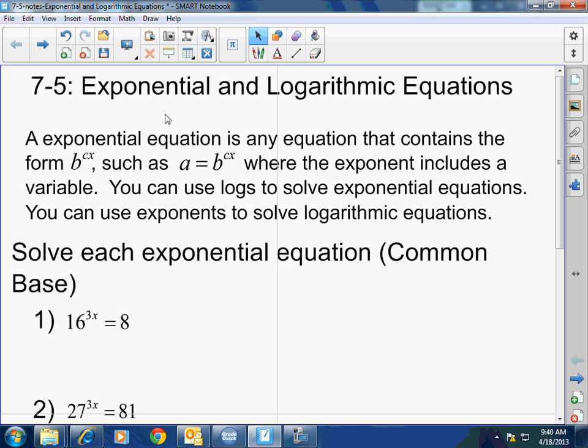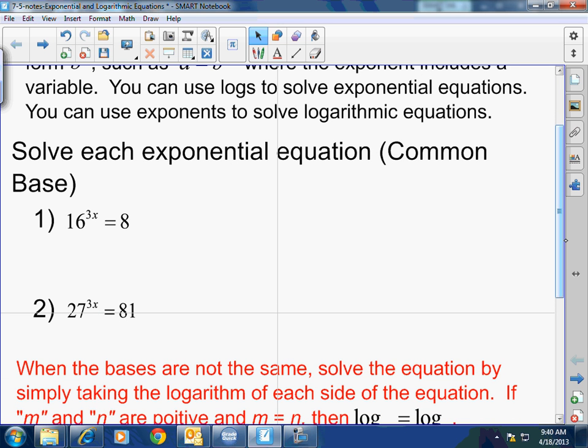As far as the exponential equations go, the first type that we work with is when you have a common base. It's not difficult, but you do have to really understand what you're doing. You have to know your multiplication tables very well. For example, I have 16 raised to the 3x power equals 8.